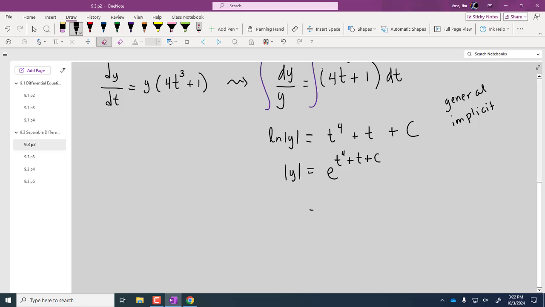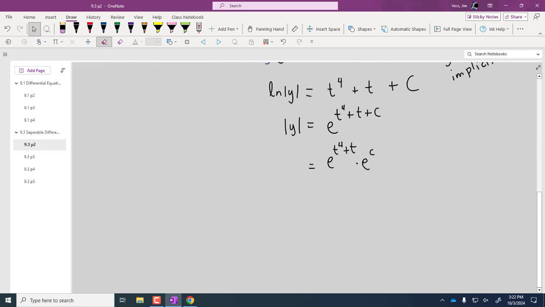But on the right-hand side, can't we do this? Can't we rewrite this as e to the t to the fourth plus t times e to the c? All right, that's legit. And then e to the c, that's a constant, right? E is a constant, 2.7, blah, blah, blah, to a constant, still a constant. So we can turn that into a new c and put that c out in front as a multiplier.